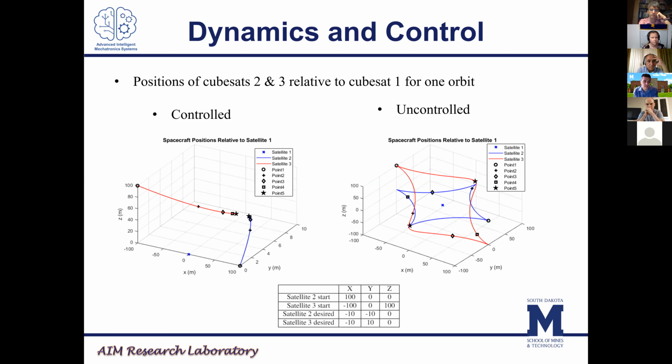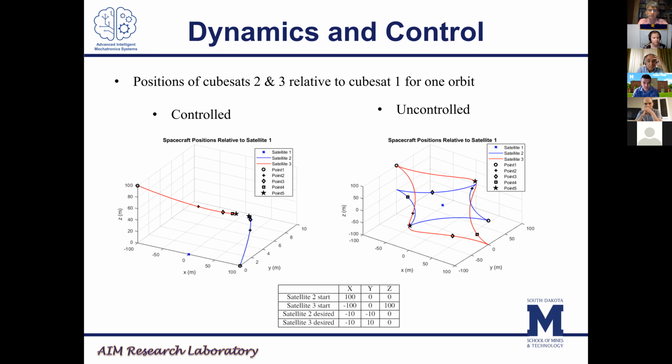In this plot, we've started CubeSat 1, which is the blue X, in an orbit of 100 kilometers. Then we started satellite 2 with an offset of plus 100 meters in X. We started satellite 3 with an offset of minus 100 meters in X and plus 100 meters in Z, so that they are about 100 meters away. On the right, in the uncontrolled system, the satellites just oscillate about satellite 1, and nothing controls them to change the relative positions over time.